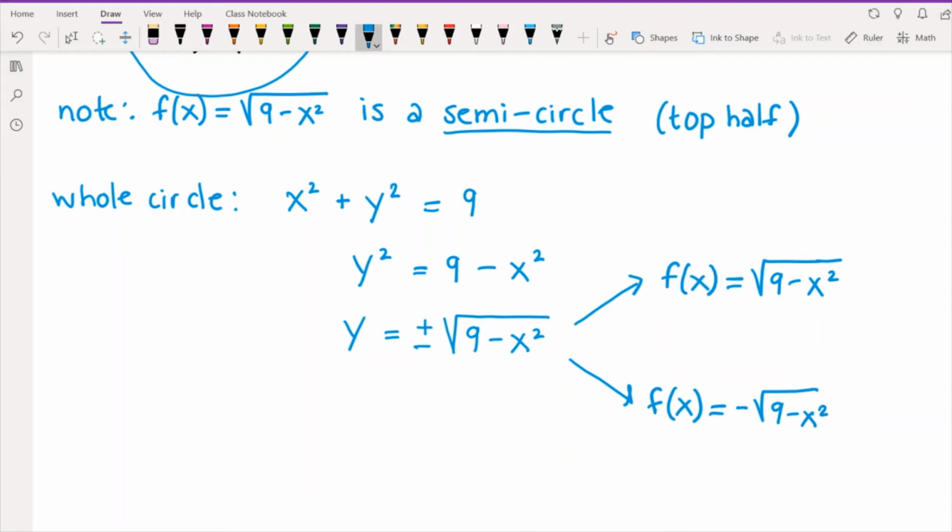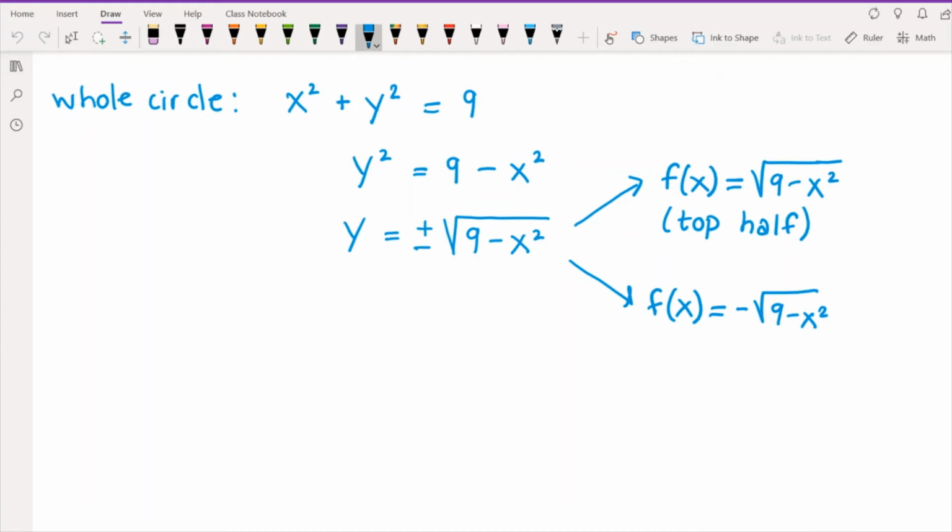And so what's the significance of these two different pieces? Well, one of them is the top half of the circle and one of them is the bottom half. So this first one is the top half of the circle because it's positive, right? It's always going to give you positive outputs. This one, because there's a negative sign on the outside, is always going to give you negative outputs. So this is the bottom half of the circle.